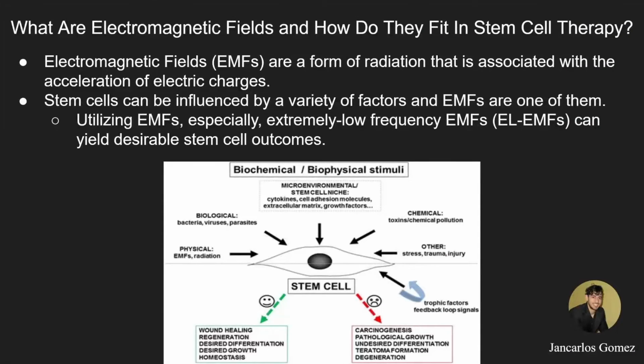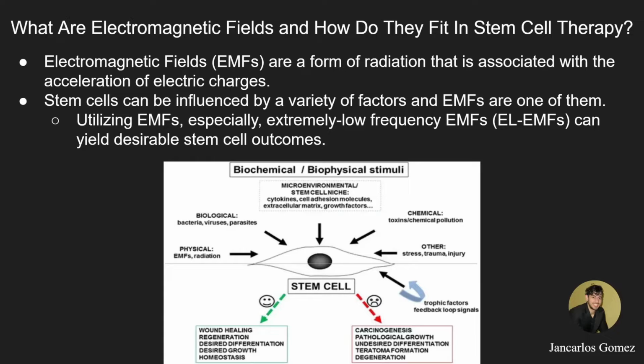Electromagnetic fields are a form of radiation that can be attributed to the acceleration of electric charges. These fields can affect cells when cells are exposed to them. A variety of factors such as electromagnetic fields, radiation, biological conditions, stress, trauma, injury, chemical reactions, and more can affect the functionality and characteristics of stem cells as well as change their phenotype.